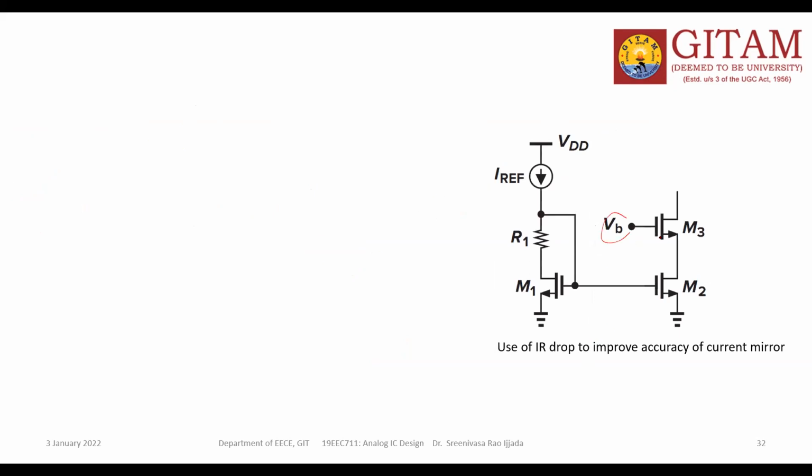Because we are giving the VB to the M3 transistor, I'm just talking about this side. I'm changing that one. In place of M1, I take the M5. Okay, I don't want to disturb this side. Later we can do it.